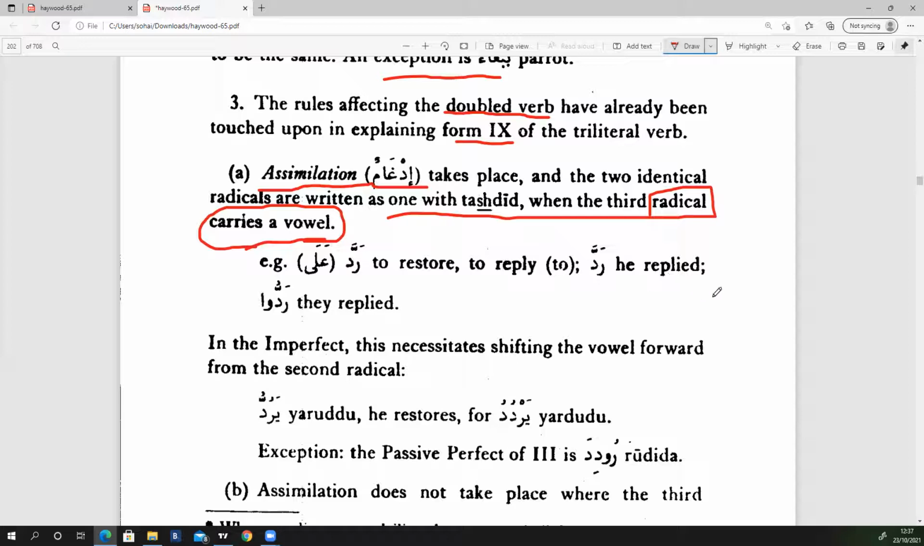Here it says radda. Originally it was ra dal dal. I believe it was something like this. So it becomes radda. In the imperfect, this necessitates shifting the vowel forward from the second radical. Okay. So in the imperfect, it was yardudu, like yansuru. The way it works is this becomes a shadda, because what's the rule? If the last letter has a haraka, we make shadda. So we're going to make shadda. This dhamma, what we do with it, we just move it to ra. It becomes ya ruddu.